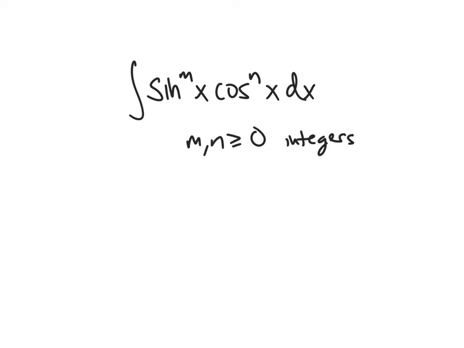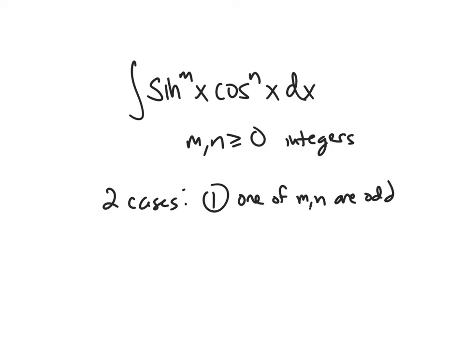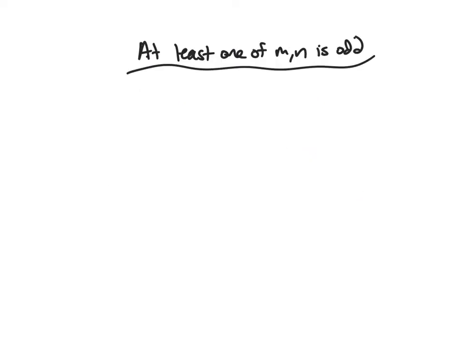And basically, these can be broken down into two cases. So the first, which is the easier one, is where at least one of m and n is odd. And then the second case, which requires a little bit more work, is where both m and n are even. So first, let's take a look at when at least one of m and n is odd.